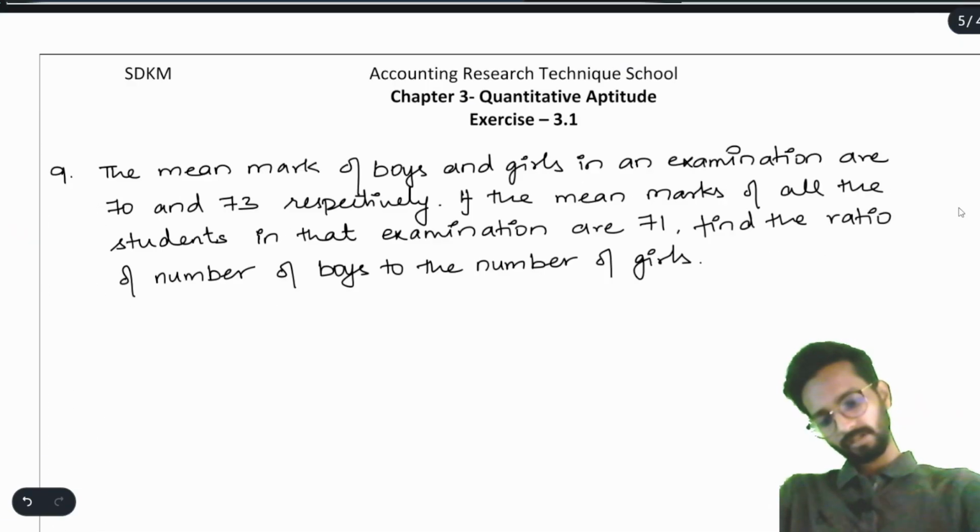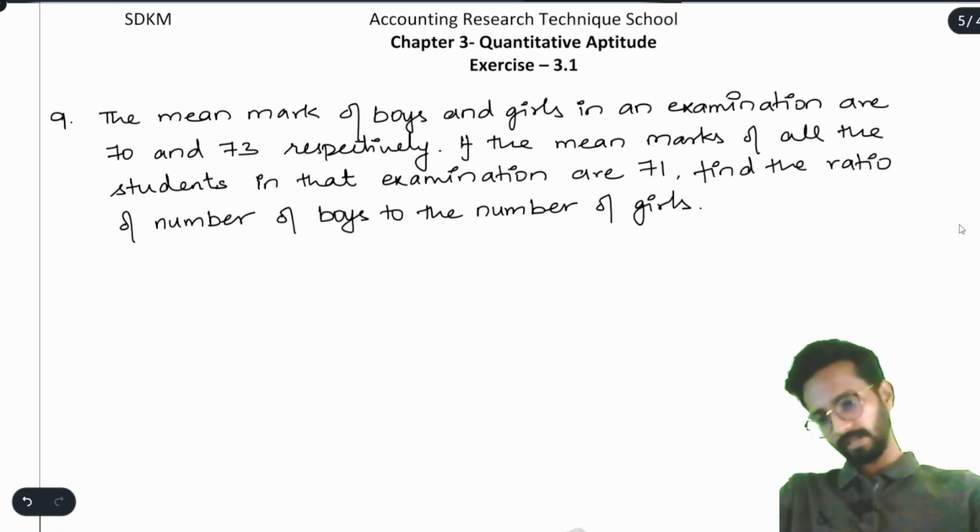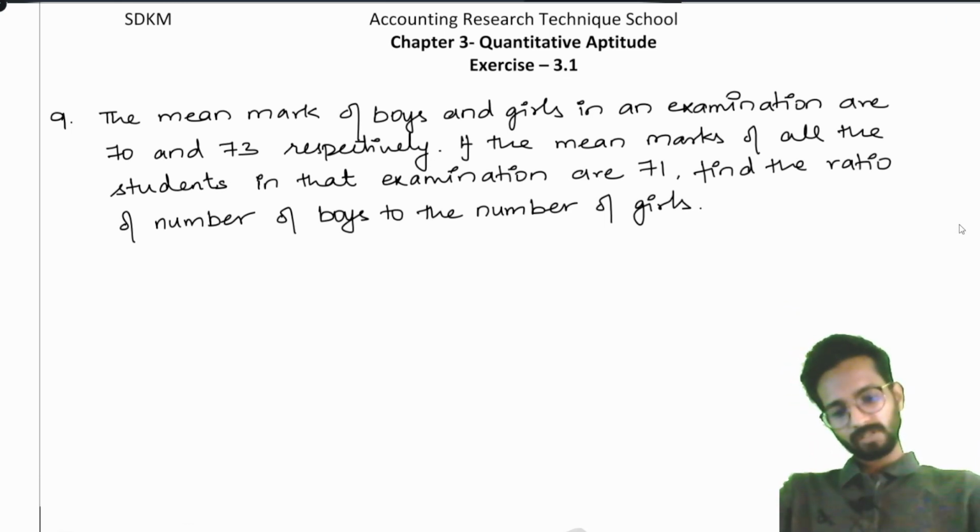Now solving the next question, question number 9. We have the mean marks of boys and girls in an examination as 70 and 73 respectively. If the mean mark of all the students in that examination is 71, find the ratio of the number of boys to the number of girls. Okay.